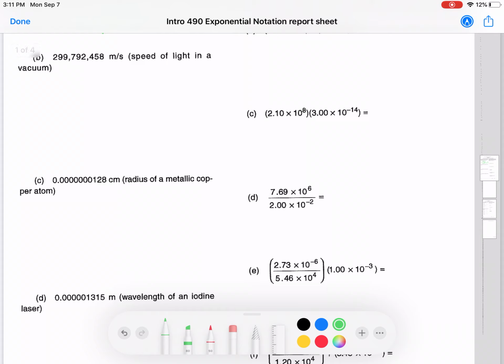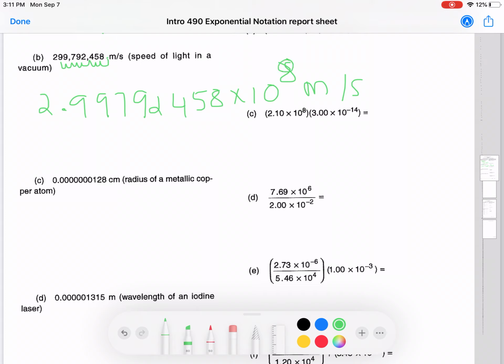And then the next one, again, we are not given a decimal place, so you consider your decimal is right next to the 8. You're going to move it until you reach the first whole number. So you're going to be going 1 2 3 4 5 6 7 8. So that would make it 2.997992458 times 10 to the power 8 meters per second. That's how you get to the exponential notation. Again, if you move the decimal to the left, the exponent has to be positive. If you move the decimal to the right, that's going to be a negative exponent, like in this one.